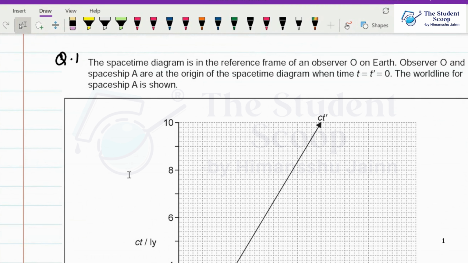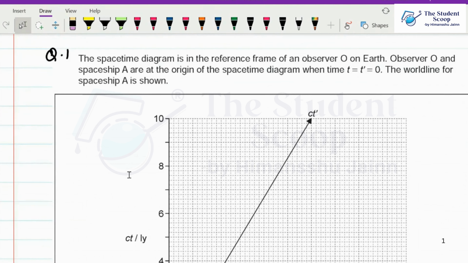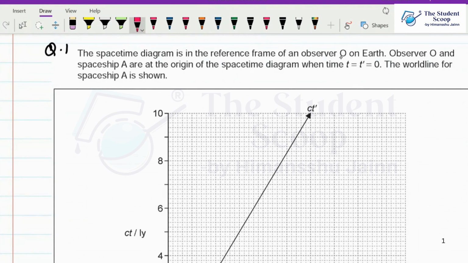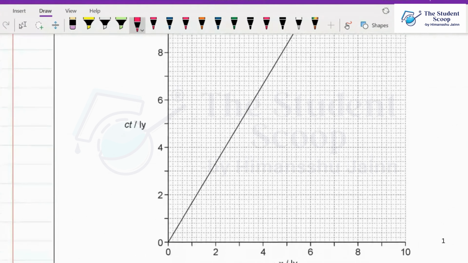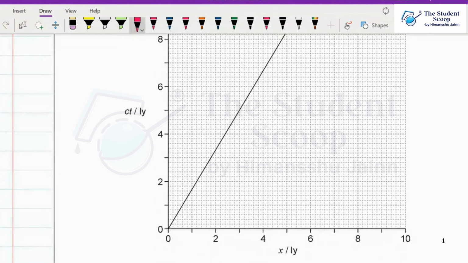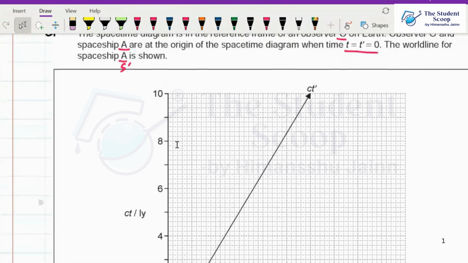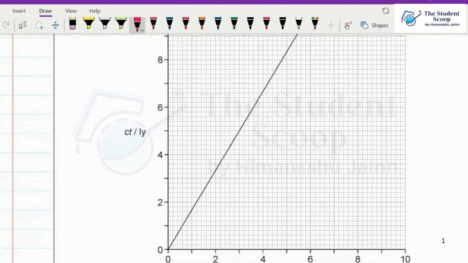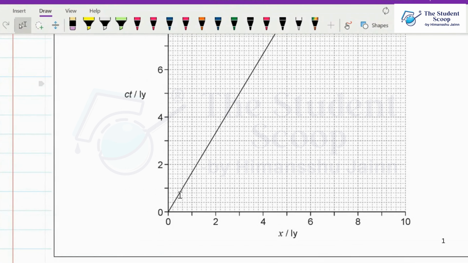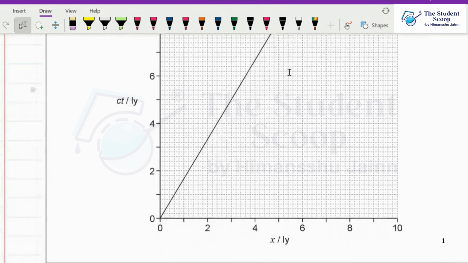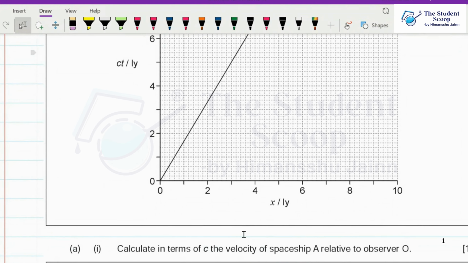In this question, the space-time diagram is given in the reference frame of observer O on the Earth. So this will be my S frame. Observer O and the spaceship A, which is my S dash frame, are at the origin initially. The world line of spaceship A is given. You can see that on the X and CT axis, every coordinate can be measured, but nothing is given on the CT dash axis. The question says calculate, in terms of C, the velocity of spaceship A relative to the observer O.